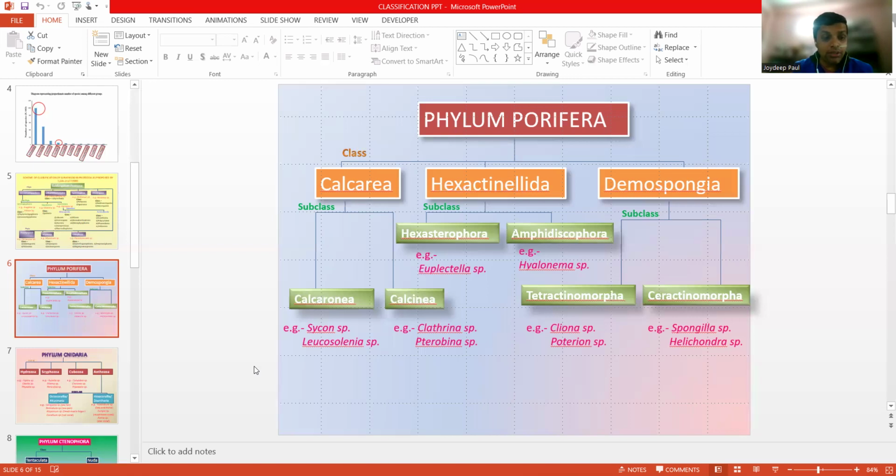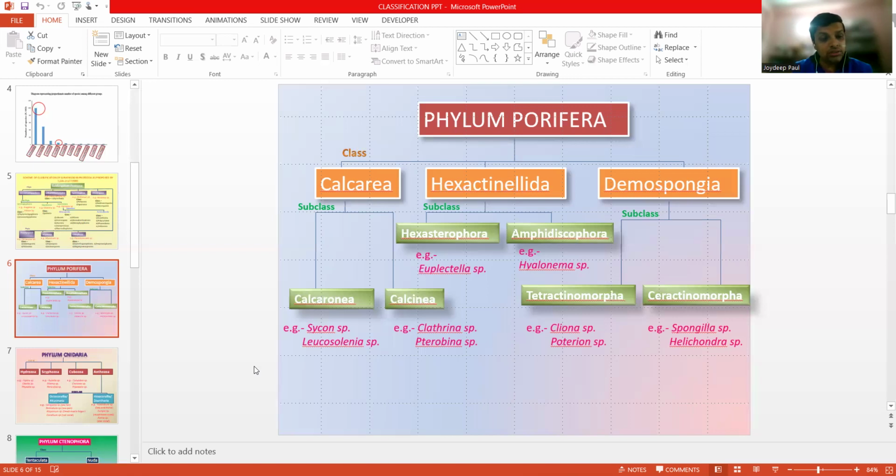Then germ layer: definitely diploblastic animals. The adult body wall consists of two layers, the outer dermal layer and the inner gastral layer. In between these two layers, there is a gelatinous, non-cellular mesoglea containing numerous free amoeboid cells. Coelom: definitely coelom is absent. They are acoelomate, but there is a body cavity known as the spongocoel. We already discussed in our first class what a true coelom is: a true coelom is present in triploblastic animals, where it is completely surrounded from all sides by the mesoderm.